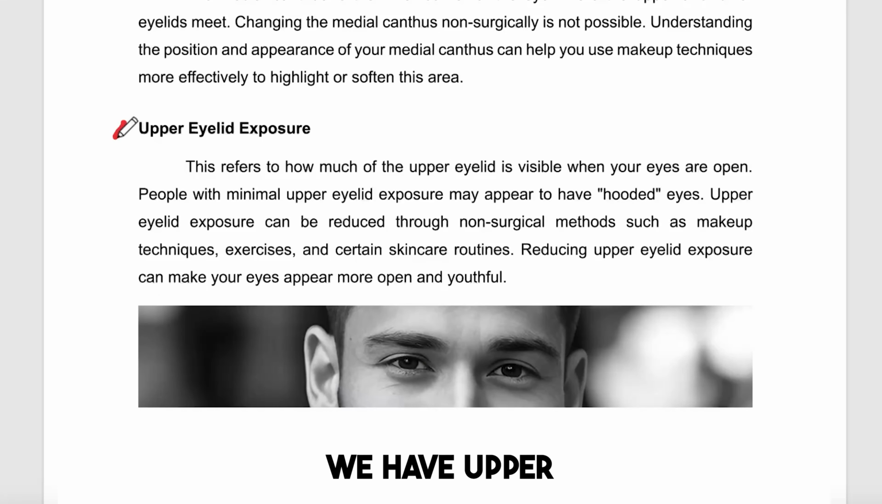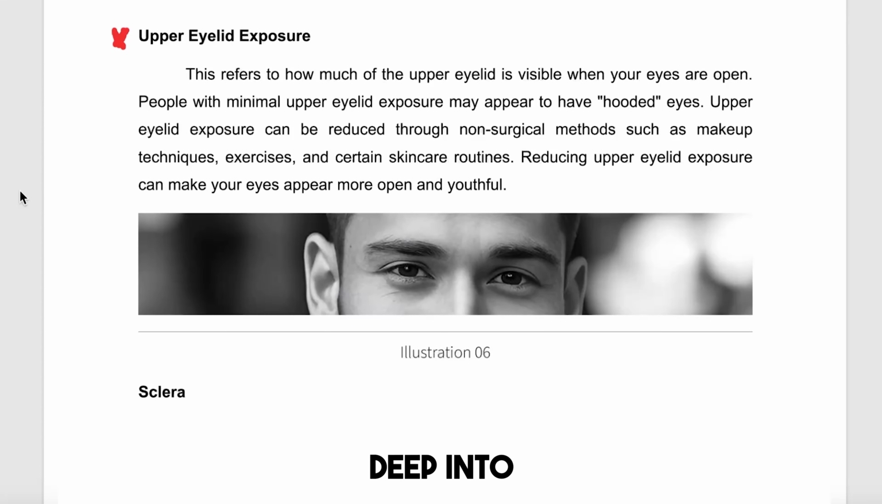And then we have upper eyelid exposure. Now, if you dove deep into the rabbit hole of looksmaxing, upper eyelid exposure is kind of a big no. In reality, people with minimal upper eyelid exposure may appear to have hooded eyes. And this is why you have this appeal towards it, because it looks more like a hunter eye.